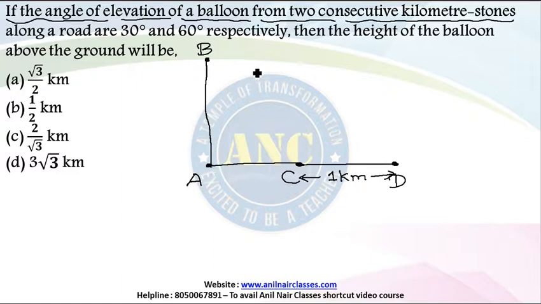So the angle of elevation of the balloon from the two consecutive kilometer stones is given as 30 degrees and 60 degrees. This is 30 degrees and this angle is 60 degrees. Now you might get a doubt, sir, why are you representing D as 30 and this point C as 60? Why can't you reverse it? Why can't you take this angle as 30 degrees and this angle as 60 degrees?